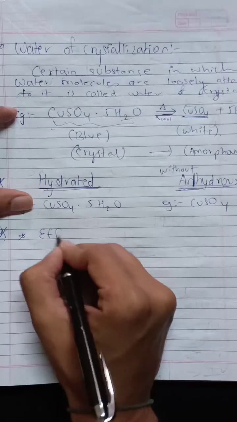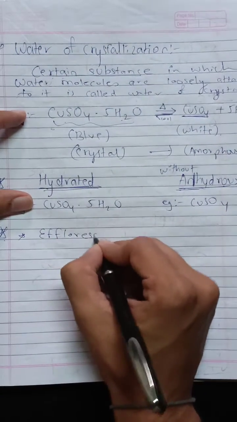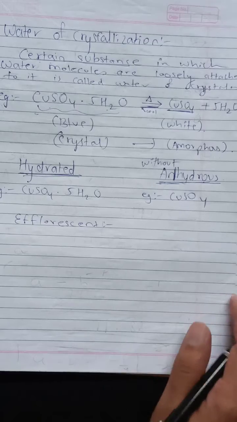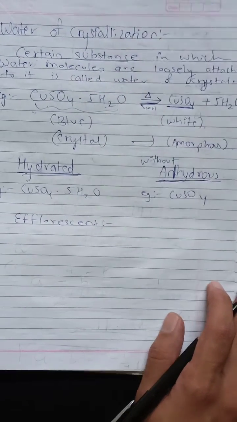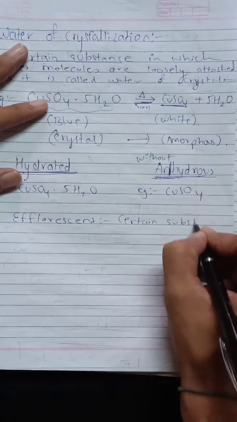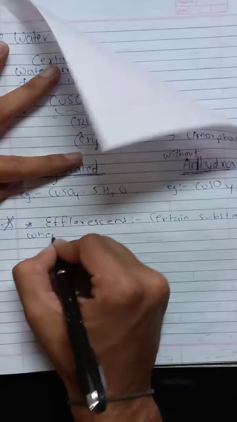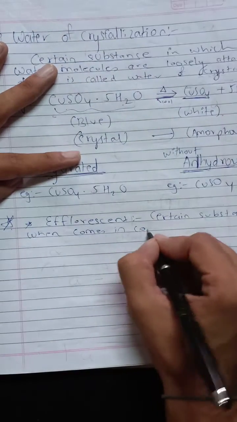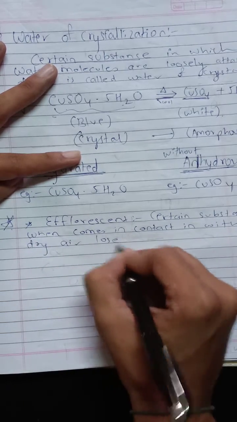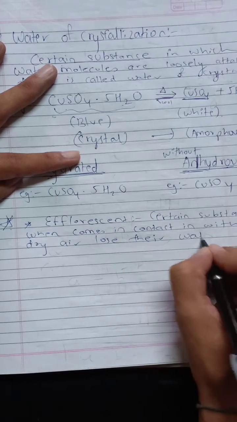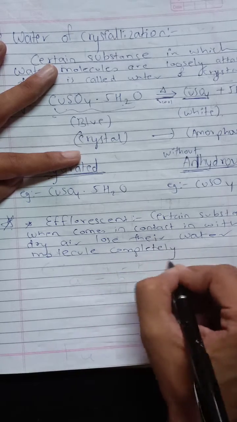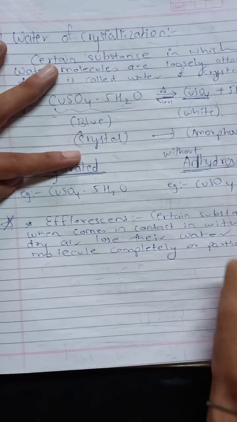First I am going to write about the efflorescent. Certain substances, when they come in contact with dry air, lose their water of crystallization, partially or completely. It could be partially or completely.